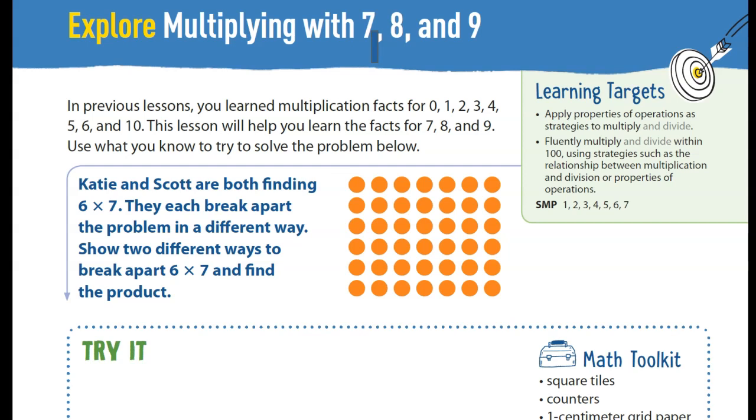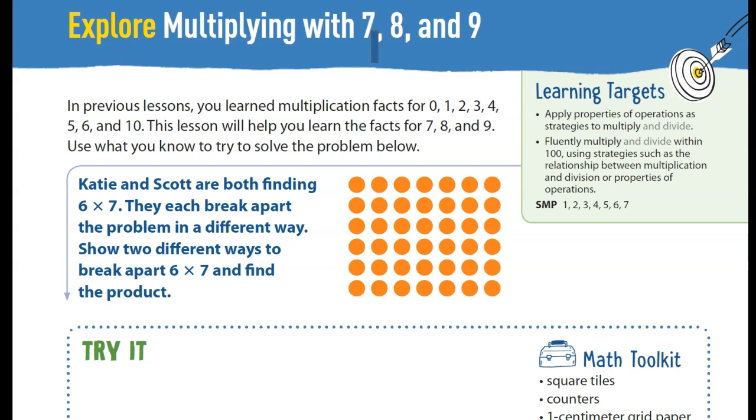All right, this is lesson 7, session 1. We've been multiplying by zeros, ones, twos, fives, and tens. We've been multiplying by threes, fours, and sixes. Now we're multiplying by 7, 8, and 9s. We can still use the same strategies that we've been learning in the past couple of weeks.